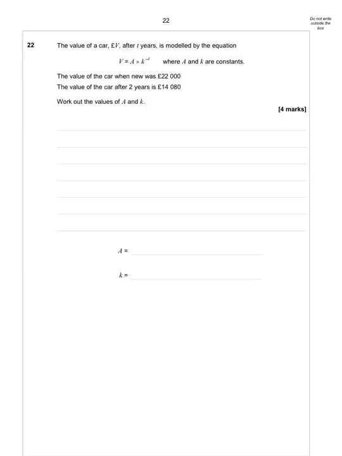Question 22 then is about a car, and it was £22,000 new. After 2 years, it had depreciated in value to be £14,080, and we've got to work out the values of A and K, given that this situation is modelled by this equation that's given at the top.